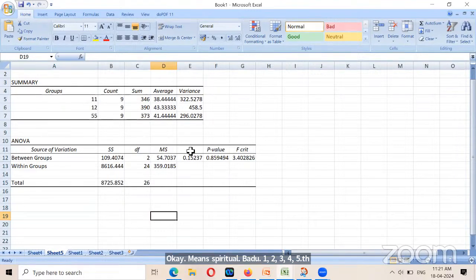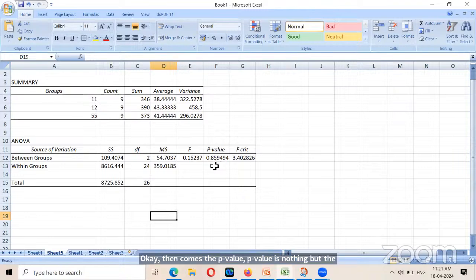What does the F value give us? The F value is nothing but the variance between the groups divided by the variance within the groups, and the value we get is the F value. Then comes the P value. The P value is nothing but the probability value.